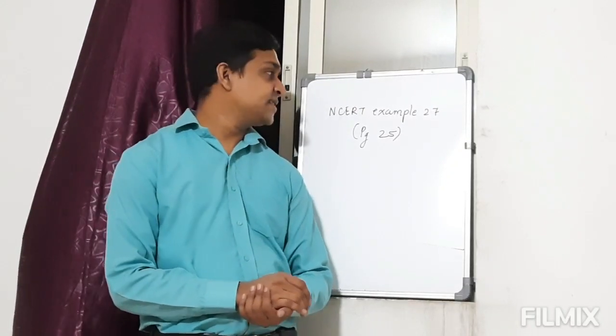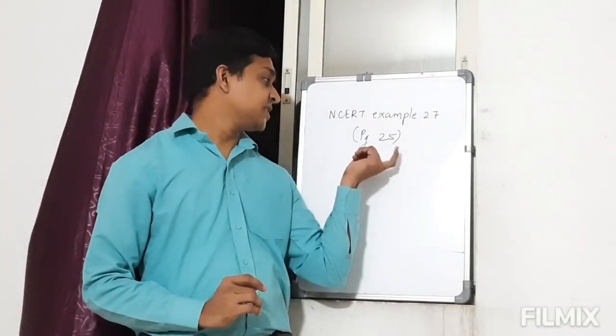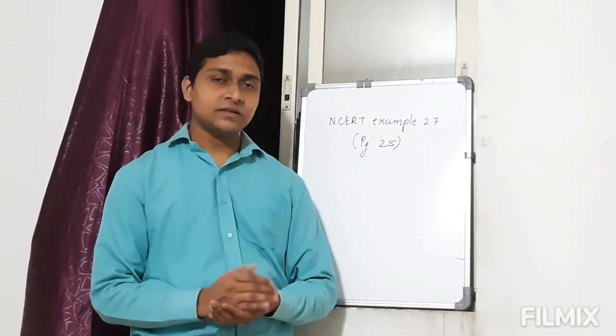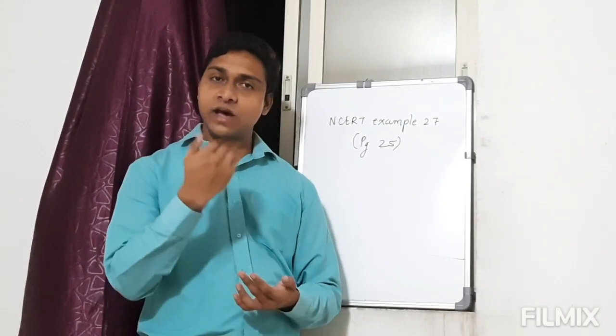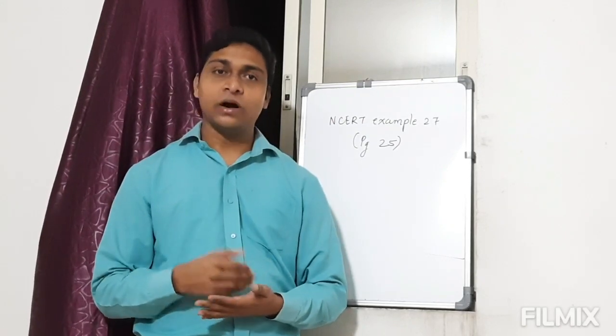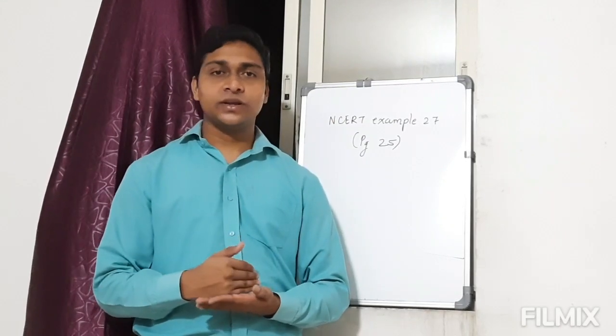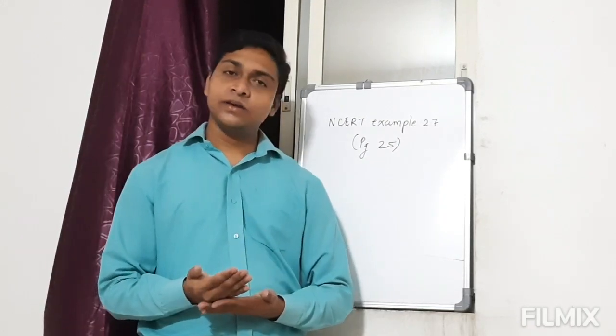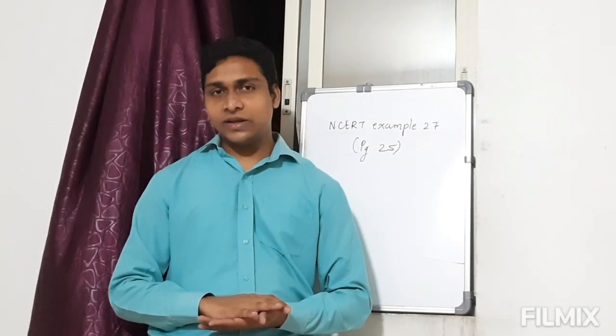You should see NCERT example 2.7 on page number 25 of your NCERT. If you see that example, you will get the idea of how to find the mean value, absolute error, mean absolute error, relative error, and percentage error. And if you are not getting it, we are going to do it in the online classes.